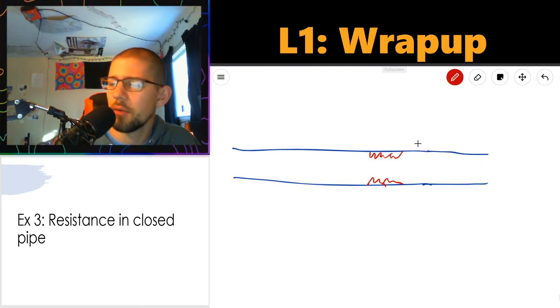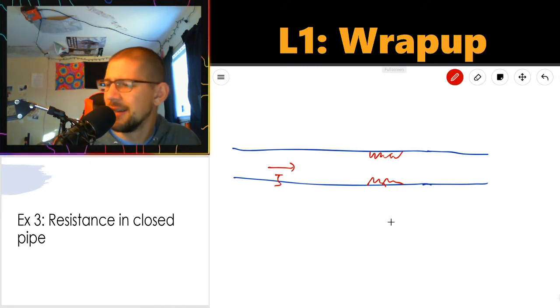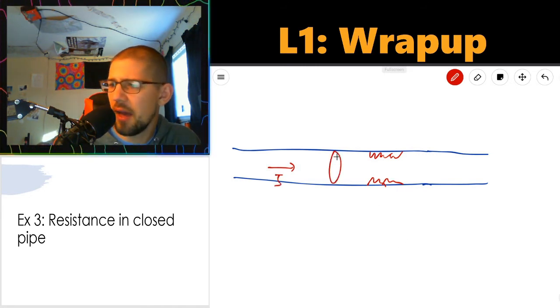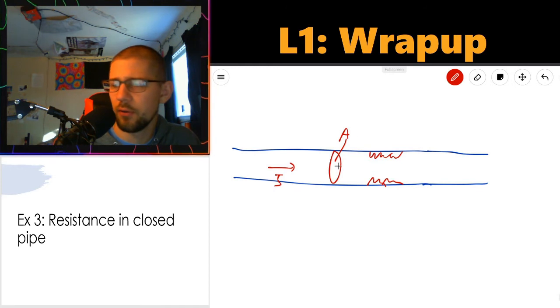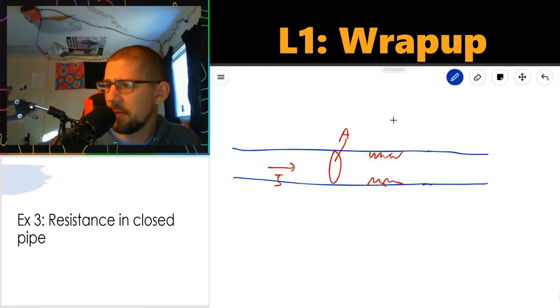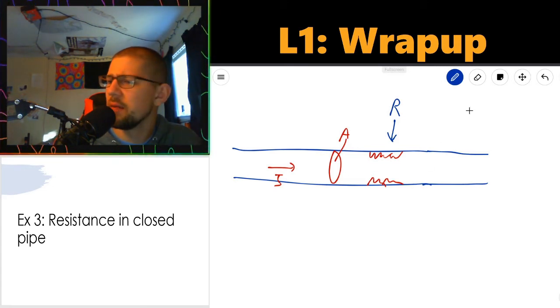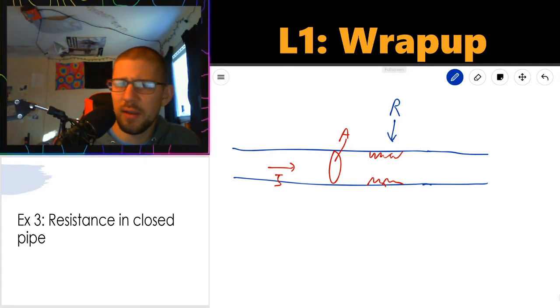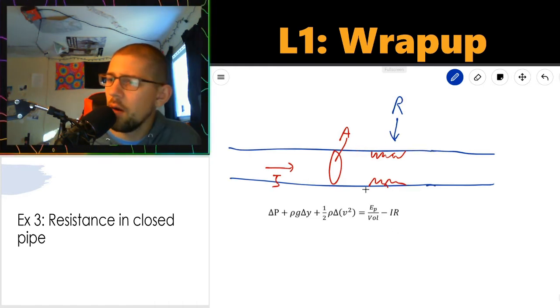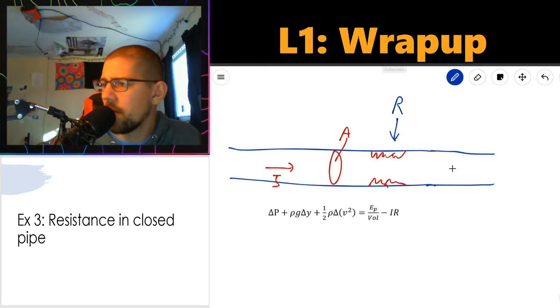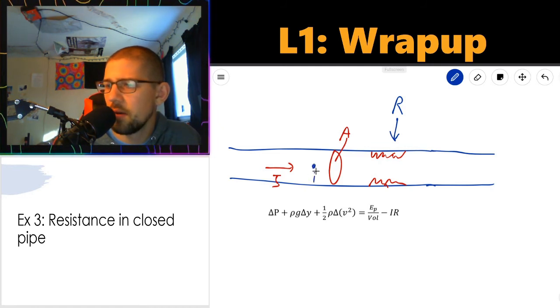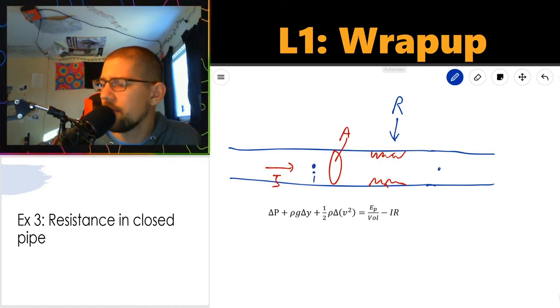It just changes pressure. So imagine I've got some fluid moving this way. Here's my current I. I've got some cross-sectional area A throughout the pipe. We'll call it the same cross-sectional area just for fun. And I've got a rough section of pipe here that has some resistance R. Then the equation yields me, let me go grab it real quick. Okay, got the equation now. So let's set up some initial and final points. I'll set my initial point to be before the resistance, and my final point to be after the resistive area.